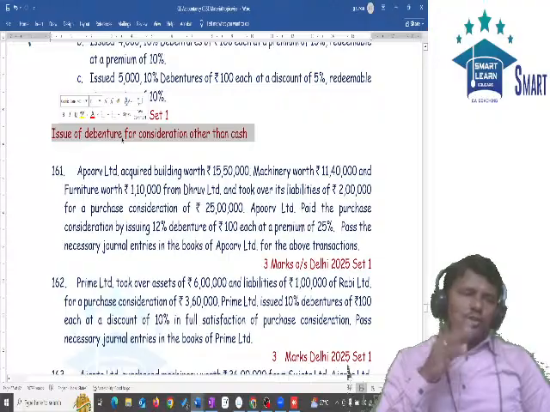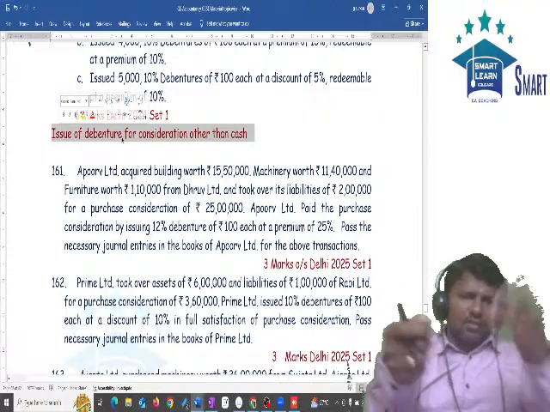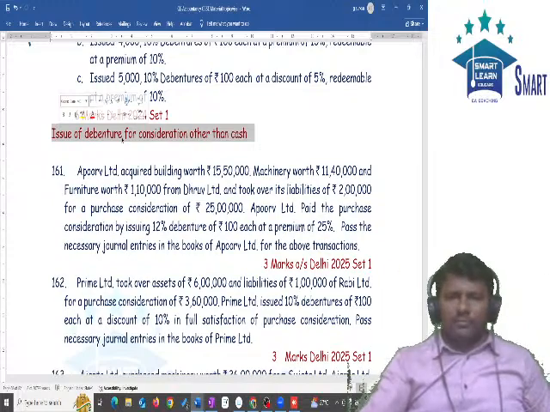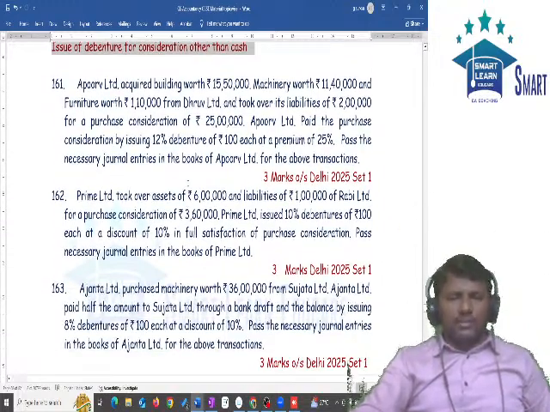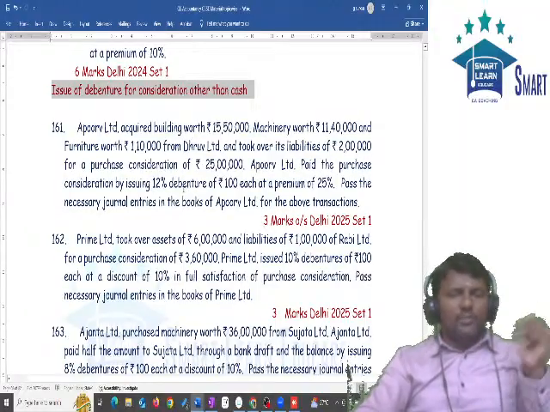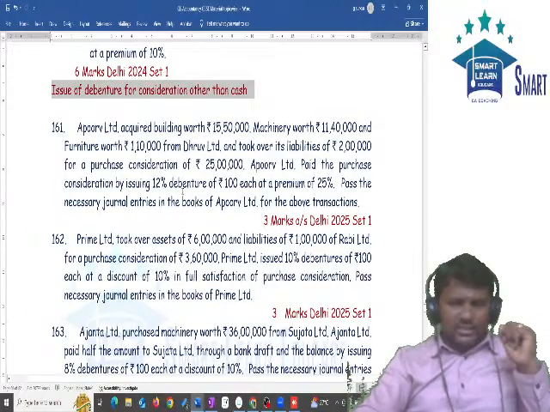Normally debentures are issued for cash. We issue debentures, we will receive cash. Loan is received against debenture. Now sometimes debentures will be issued for purchase of an asset. Sometimes debentures will be issued for purchase of a business.